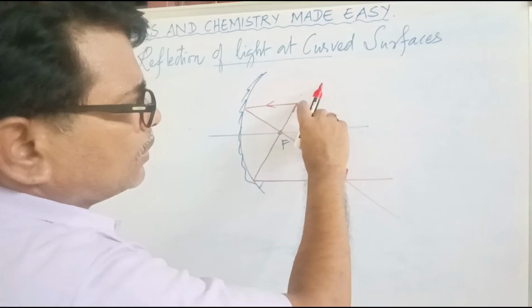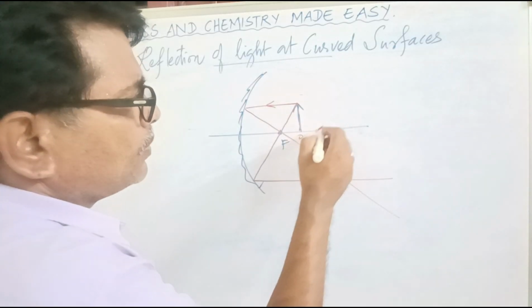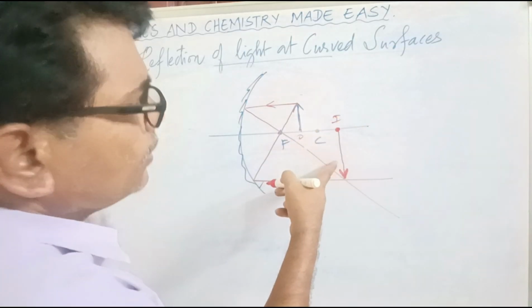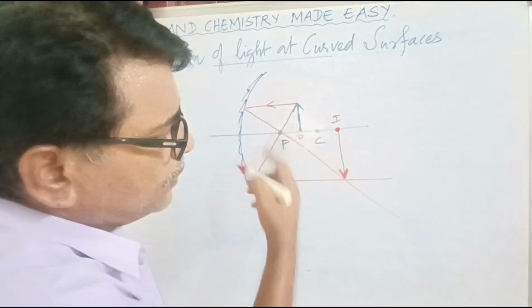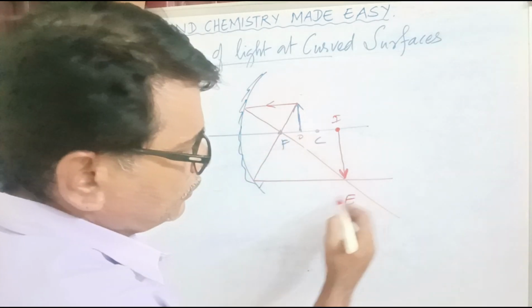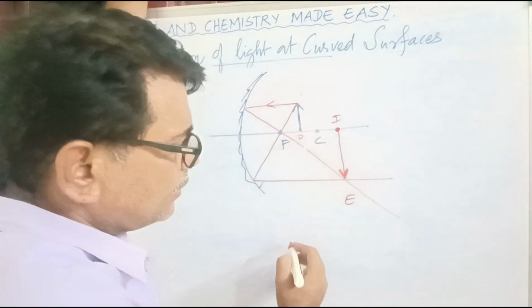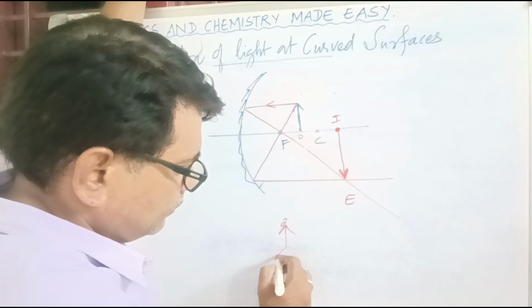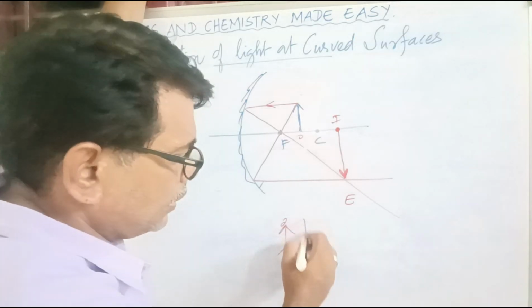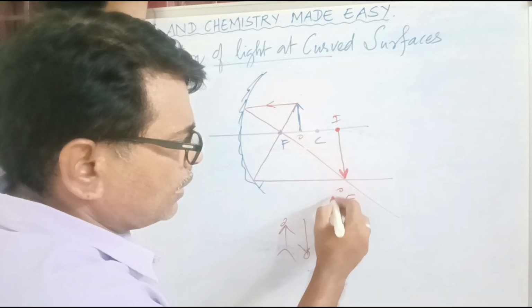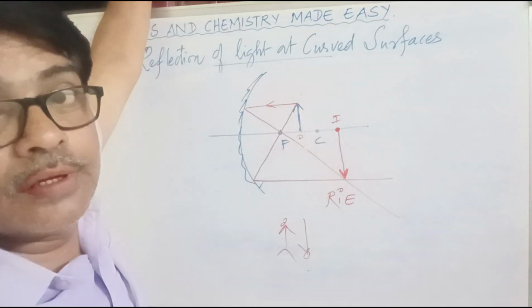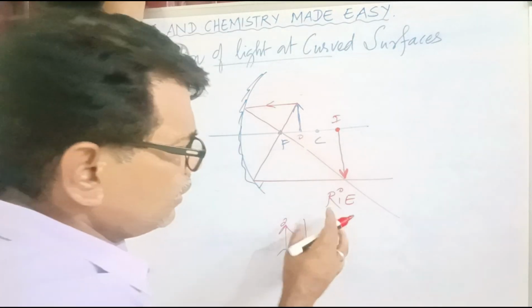Now you tell me, this is the object and this is the image. Image is much bigger than the object, therefore it is called enlarged. But is it erect? Erect means standing like this. No, you are getting it inverted. Inverted is always real.